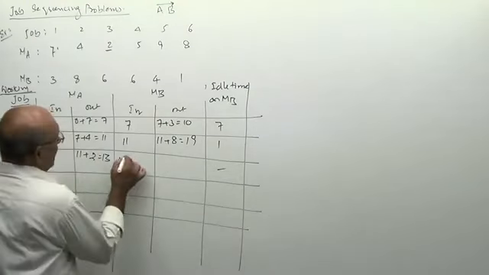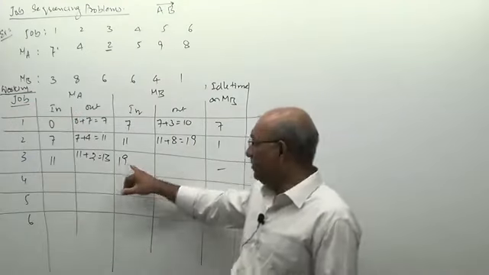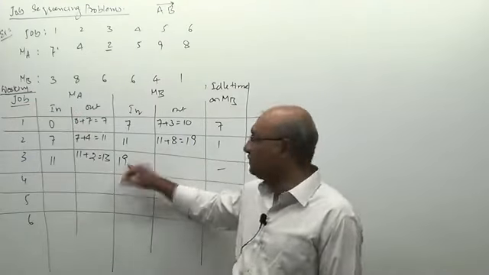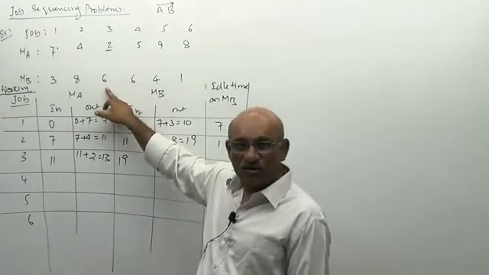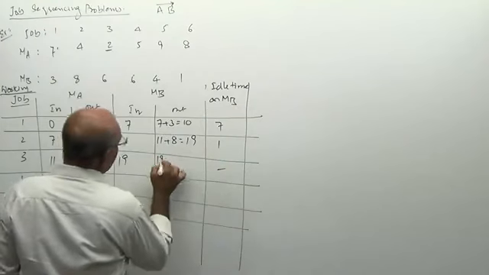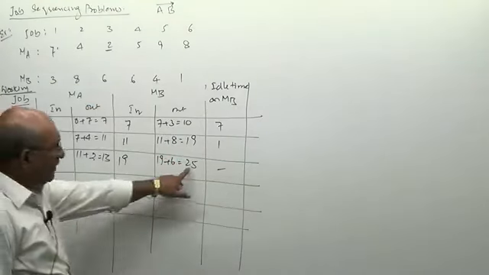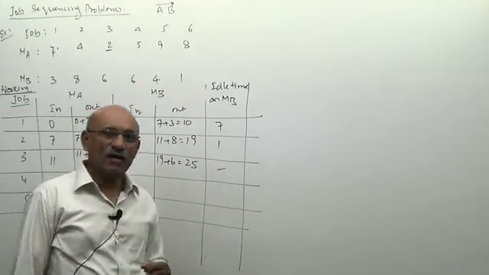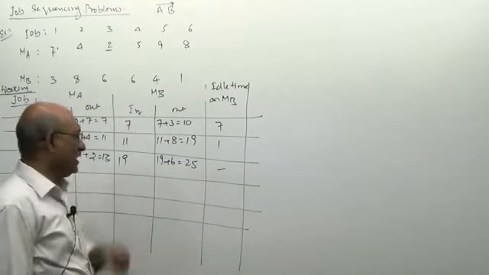At the end of the 19th hour, my job is entering into the second machine. Job number 3 will take how many hours? 6 hours are required on machine B. So 19 plus 6 is 25. At the end of the 25th hour, this job is coming out from this machine.